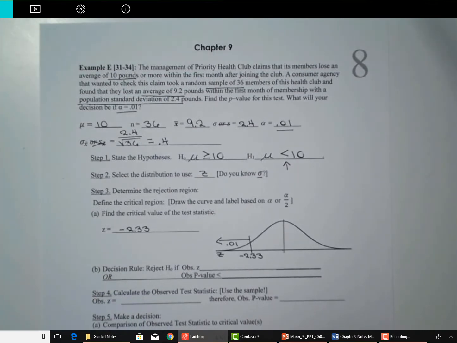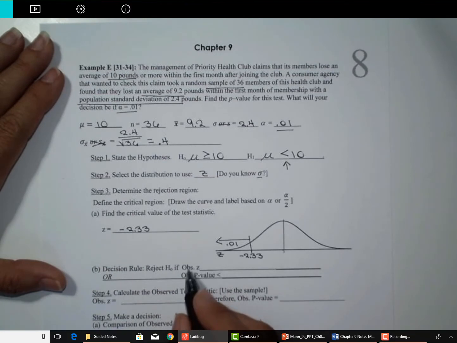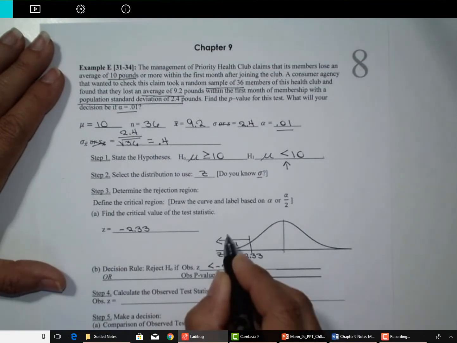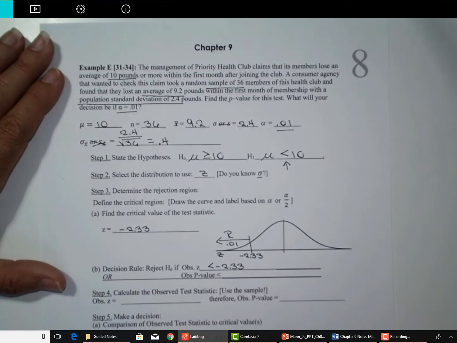Now, I have the critical value. I know what I'm going to reject. I'm going to reject if I observe a Z value that is less than negative 2.33, because remember, the rejection regions are always in the tail. The other thing that I might observe is a p-value. The p-value would have to be less than the alpha value, always the alpha value, and the alpha value in this one is 0.01.